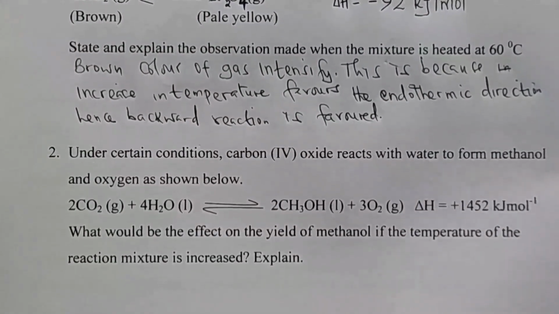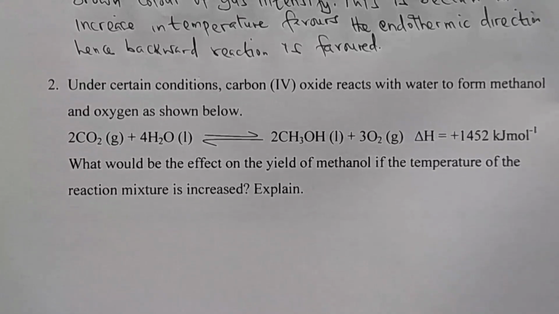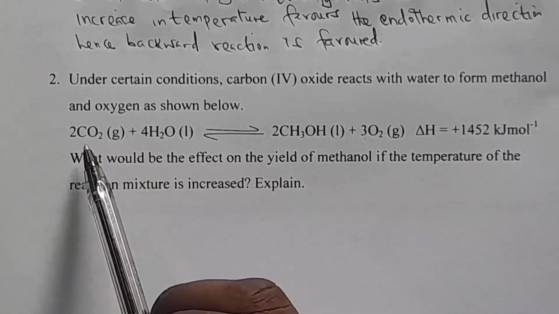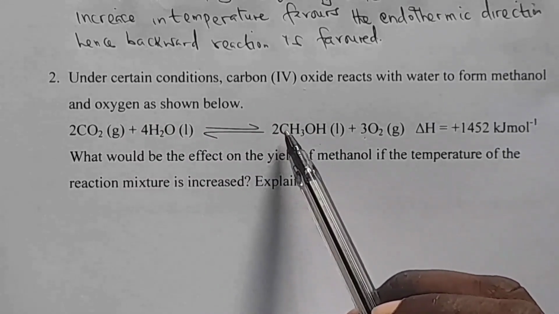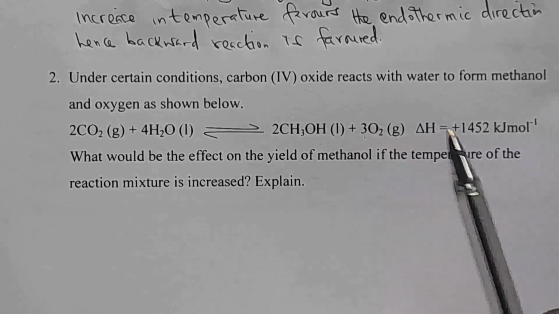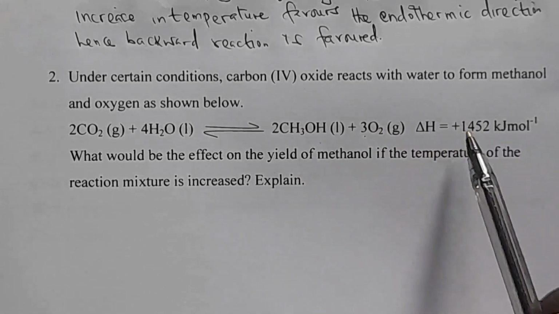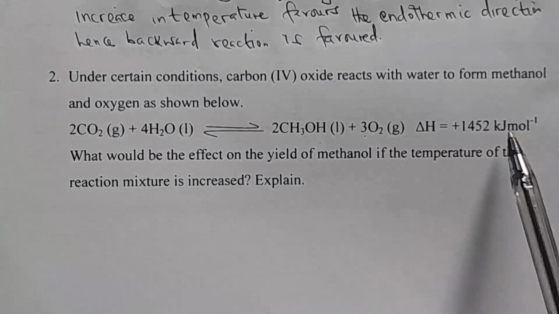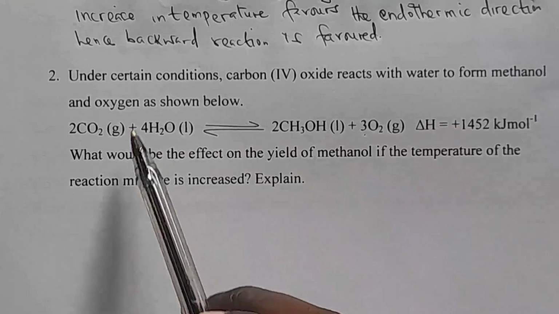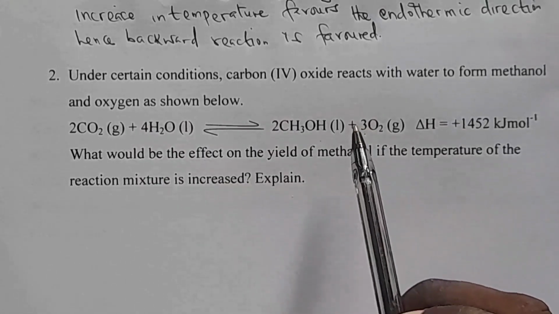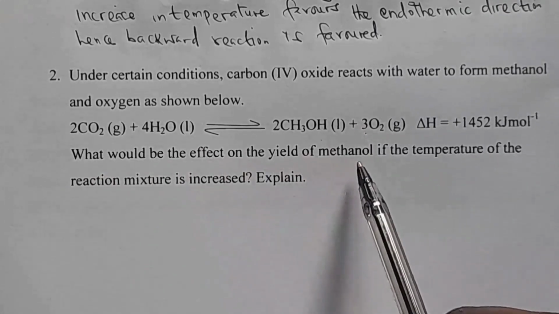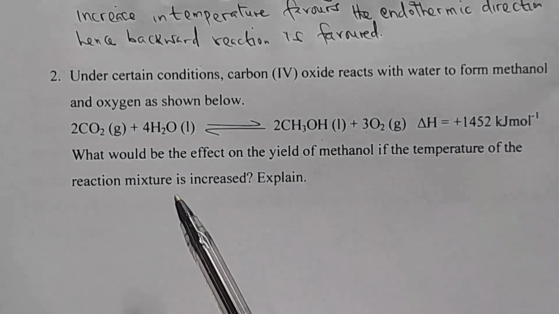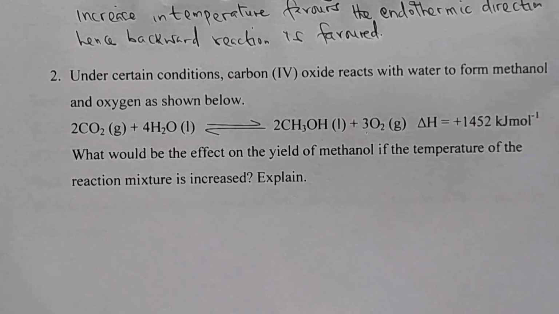So number 2, we are told under certain conditions, carbon dioxide reacts with water to form methanol and oxygen as shown below. 2 moles of carbon dioxide gas reacting with 4 moles of liquid water, we are going to get 2 moles of methanol and also 3 moles of oxygen gas, and the enthalpy change for this reaction is positive 1452 kilojoules per mole. Because of this positive sign, the forward reaction is an endothermic process. What will be the effect on the yield of methanol if the temperature of the reaction mixture is increased? Explain.